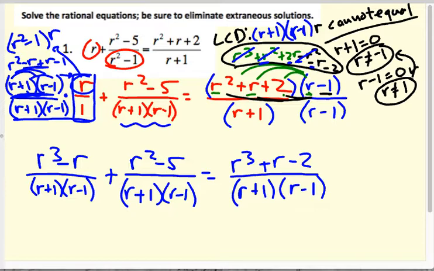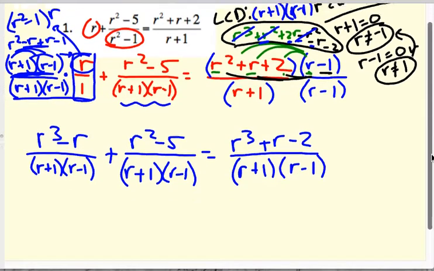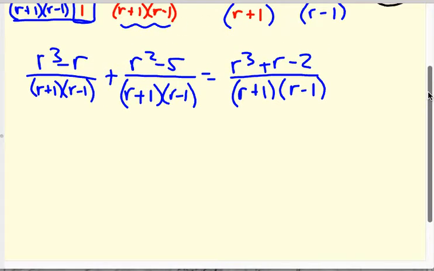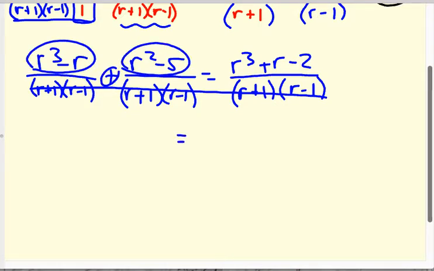Okay, so what? We got a least common denominator. What that means is I really just solve the numerators: add them together and solve that equation. So I'm adding this plus this on the left side of the equal sign. I'm going to have an r cubed, an r squared right here, minus r minus 5 equals r cubed plus r minus 2.